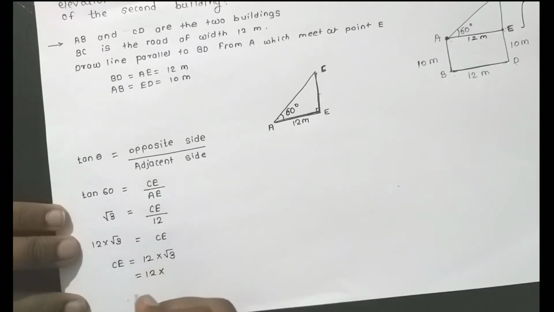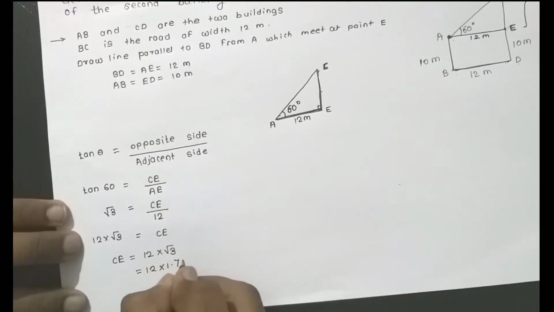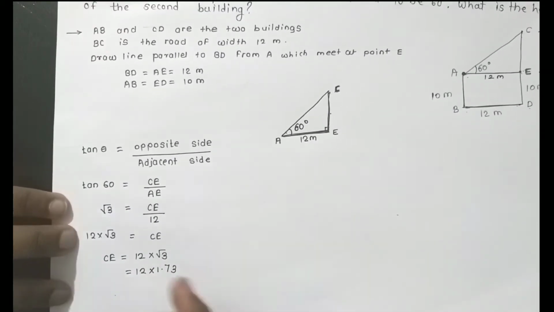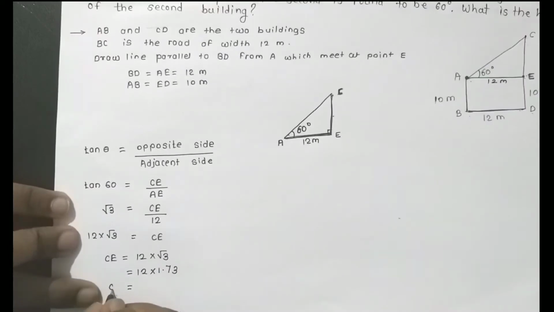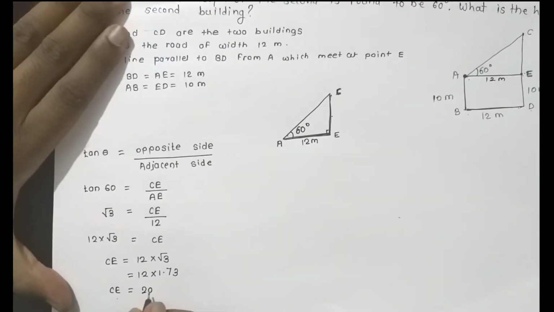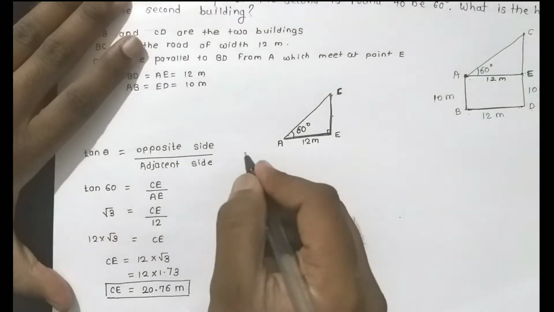12, value for root 3 is 1.73. 12 multiplied by 1.73 is equal to, multiply these two values, we get the answer 20.76 meter. Value for CE is 20.76 meter.